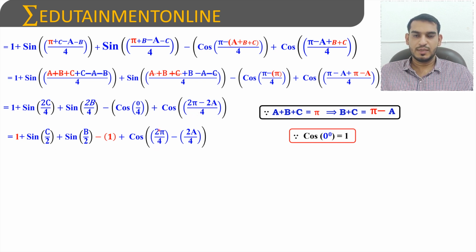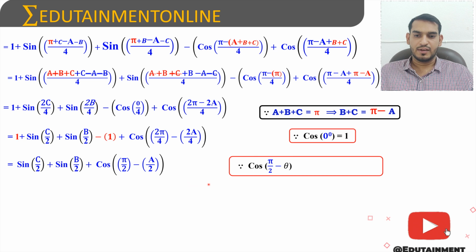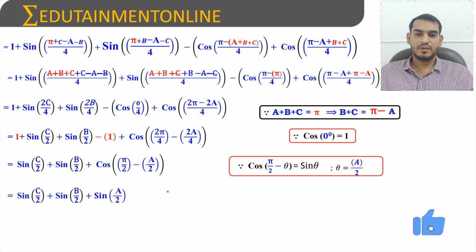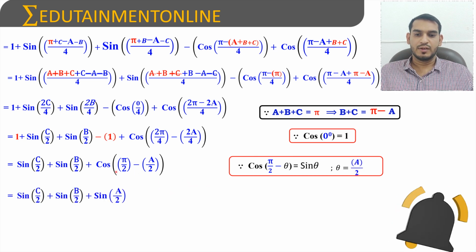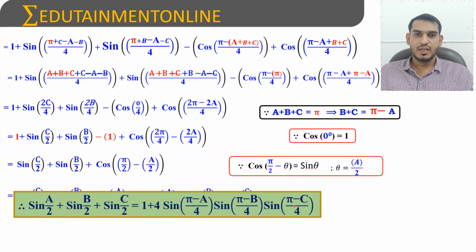Here we are separating 2π by 4. 2π by 4 is nothing but π by 2, which is 90 degrees. So cos(90 − θ) is sin θ. So in place of θ we have A by 2 here. So cos(90 − θ) is sin(A/2). Therefore sin(A/2) + sin(B/2) + sin(C/2), which is our LHS.